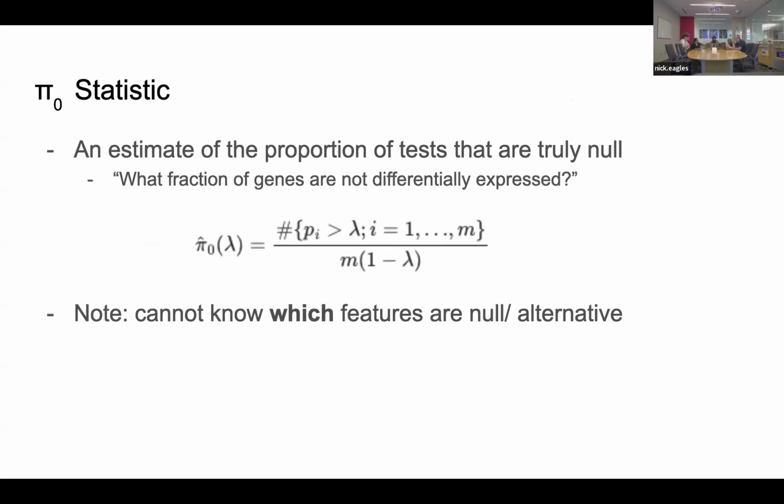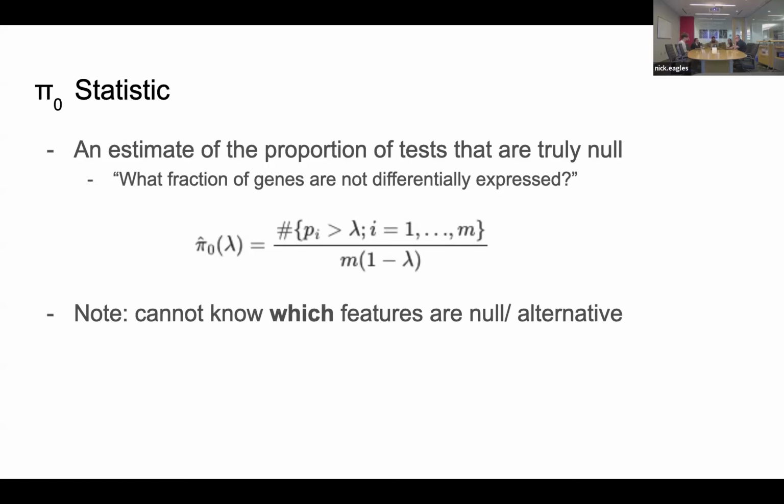It's essentially counting p-values, the fraction of p-values above a certain cutoff. It's a hyperparameter called lambda. You can choose what value of lambda to use, but in the Bioconductor package, which I'll cover in a second, it borrows estimates of the statistic across multiple lambda values and can automatically give you a value for the pi zero statistic.